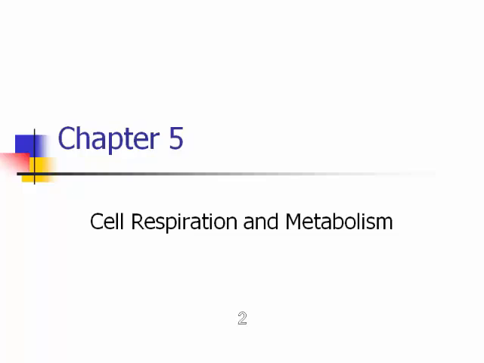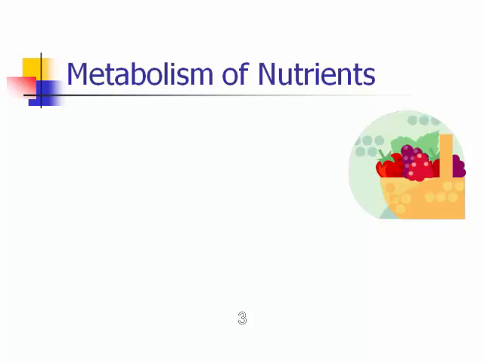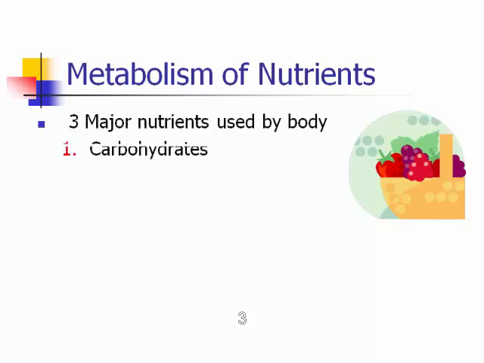Chapter 5, Cell Respiration and Metabolism. So we're going to go through metabolism of 3 nutrients. First one is carbohydrates. We're going to spend the most time today reviewing this. Then we'll talk about lipids, and then we'll talk about proteins.